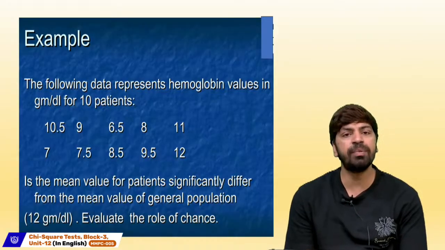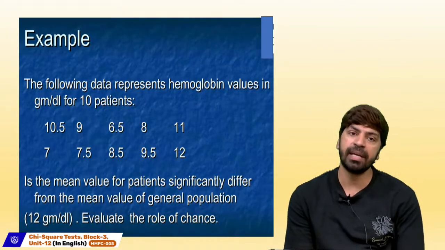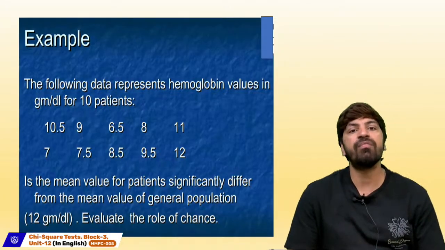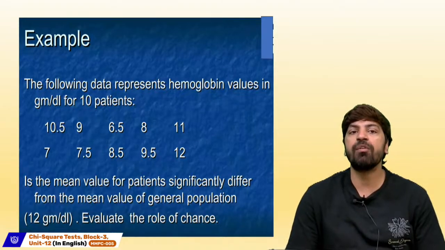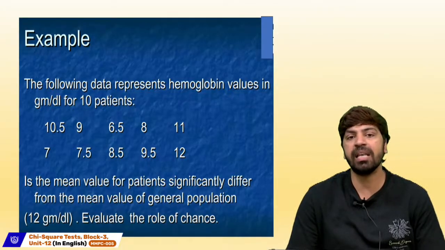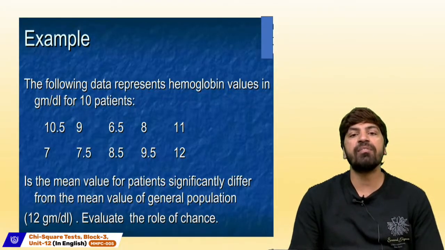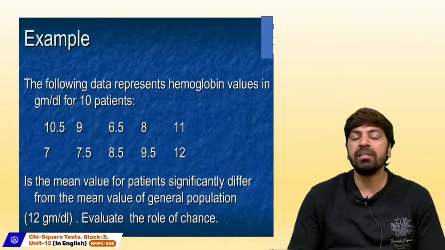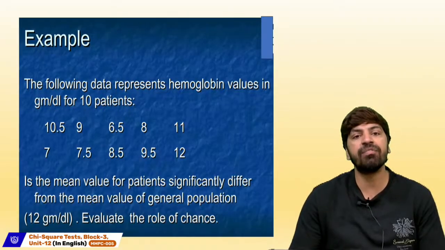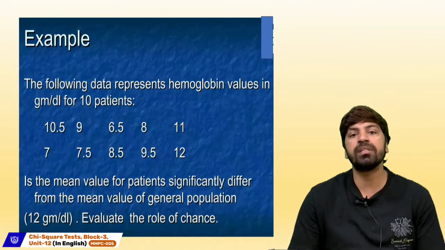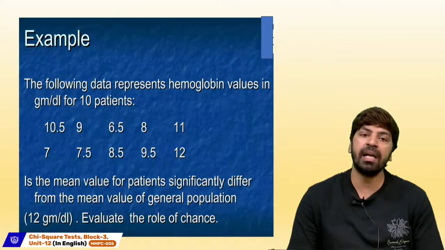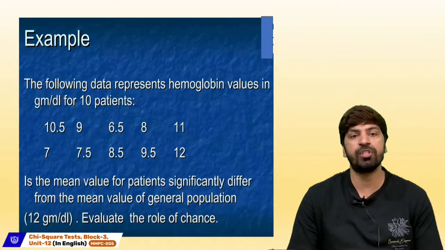Let's take an example to understand the t-test. The following data represent the hemoglobin values in gm/dL for 10 patients, that is 10.5, 9, 6.5, 8, 11, 7, 7.5 till 12. The question is: does the mean value for patients significantly differ from the mean value of the general population, that is 12 gm/dL? Evaluate the role of chance.